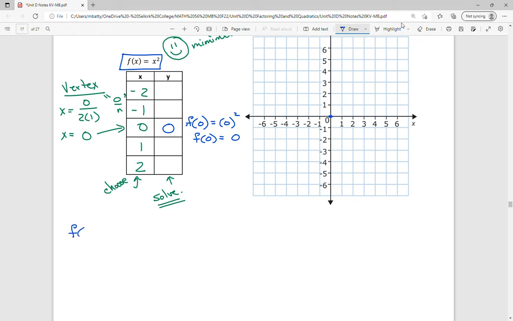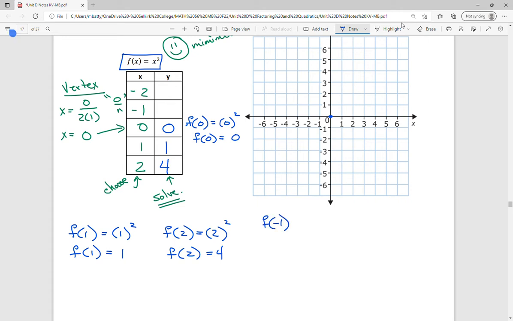I might start down here. I could do f at 1, right? So subbing in a 1 where I see an x. F at 1 is 1. That completes my ordered pair. I could do f at 2. So I sub a 2 in to my original. So that completes my ordered pair. And I could do the other ones as well.